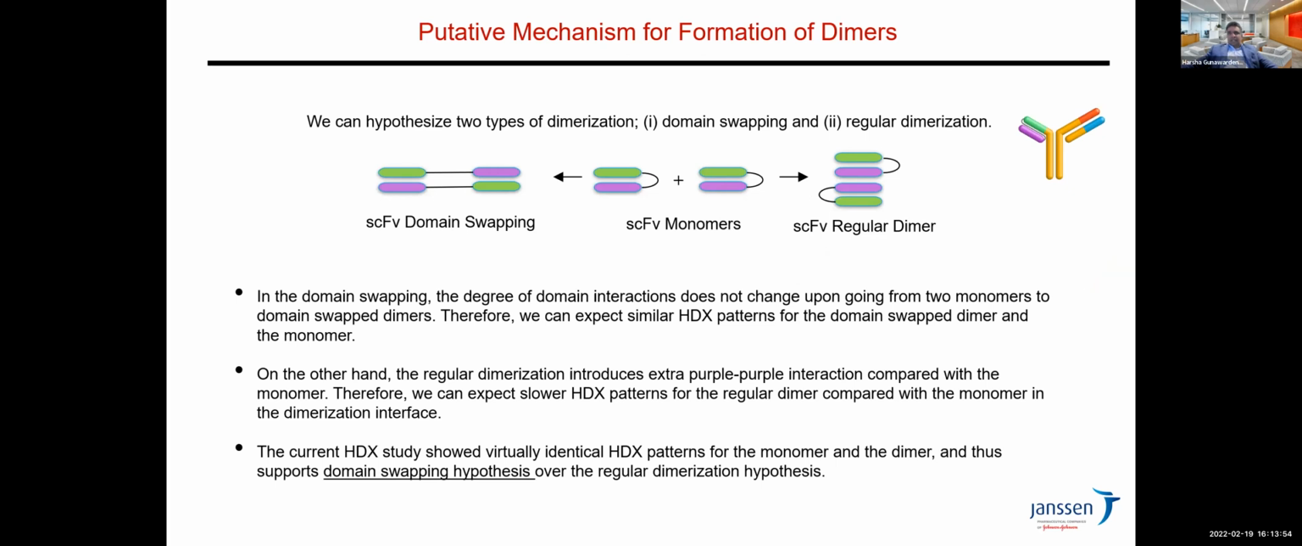If a direct interaction takes place where the 2 purple domains form contacts, the HDX pattern should show a slowing down of the dimer compared to the monomer, as regions of contact are stabilized by hydrogen bonding. On the other hand, if domain swapping took place, the contact points in the 2 monomers are identical to the domain swap dimers, and we should not see a major difference in hydrogen bonding in the monomer and the dimer. Based on our results, where there is no change in the HDX pattern, the data support a domain swapping mechanism.